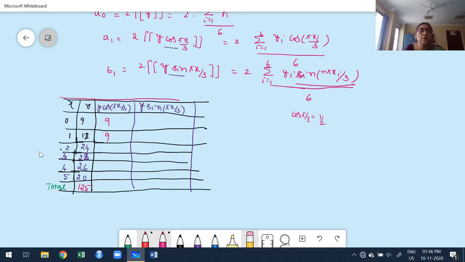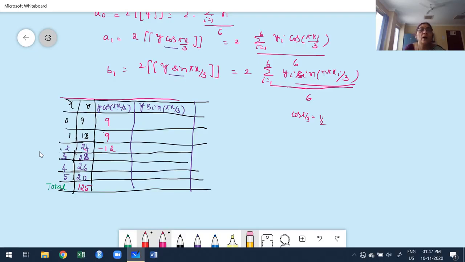Next, move to x is equal to 2, cos of 2 pi by 3 into the corresponding 24. Cos of 2 pi by 3 is nothing but minus half, into the corresponding y, which is 24. We get minus 12.